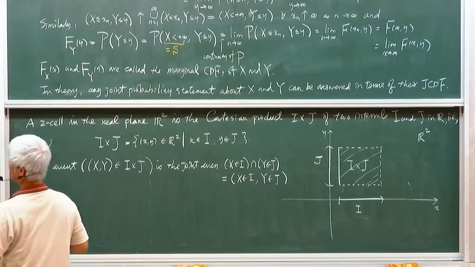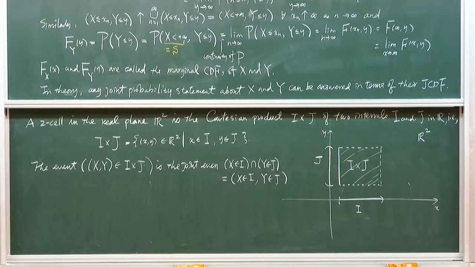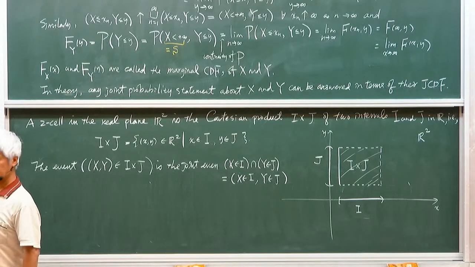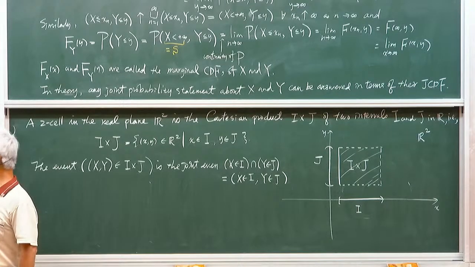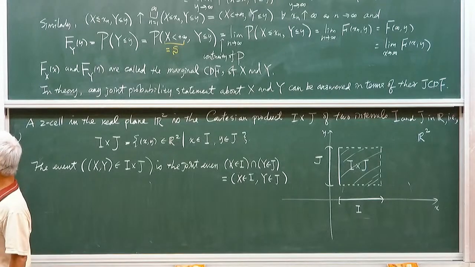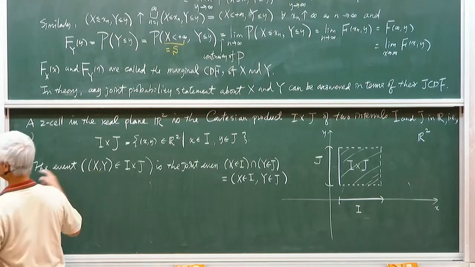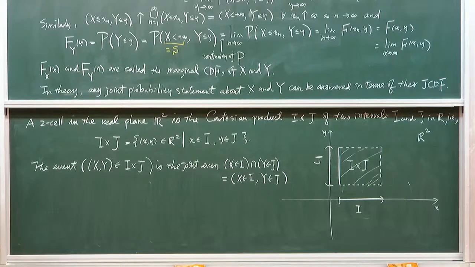And as we described here, the joint CDF can be written by using the random vector. The random vector is in this 2-cell, and you can see this 2-cell is an infinite 2-cell. This event described by the random vector is just this joint event.